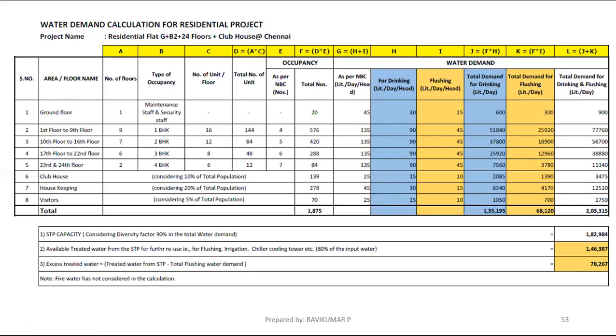We will give the capacity in kiloliter only. So you will say the STP capacity will be 180 kiloliter, or 180 cubic meter per day. You have to provide this for this project. Available treated water from the STP: after giving the input to the STP, what will happen? It will treat the sewage water.